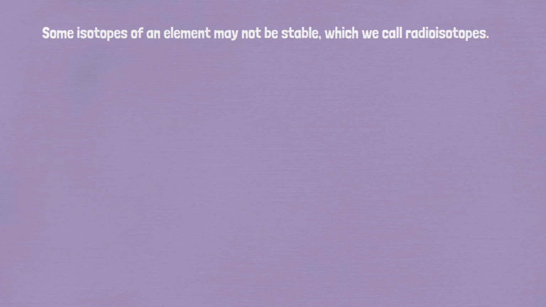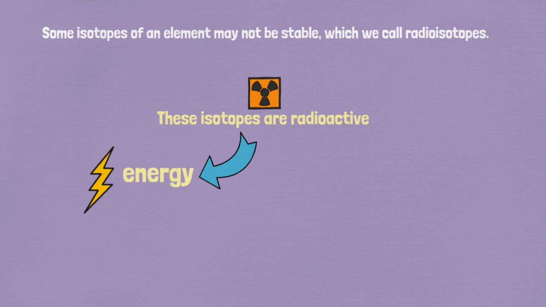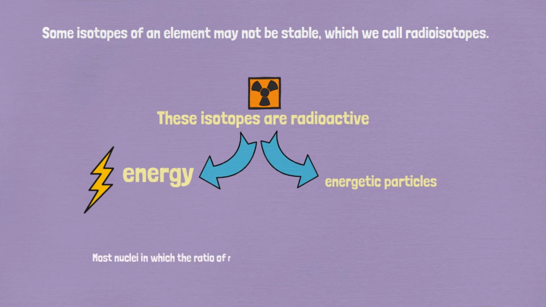Some isotopes of an element may not be stable, which we call radioisotopes. The nucleus of these atoms is not stable and decays over time. These isotopes are radioactive, and as a result of decay, they release a large amount of energy in addition to energetic particles. Most nuclei in which the ratio of neutrons to protons is equal to or greater than 1.5 are unstable and radioactive.